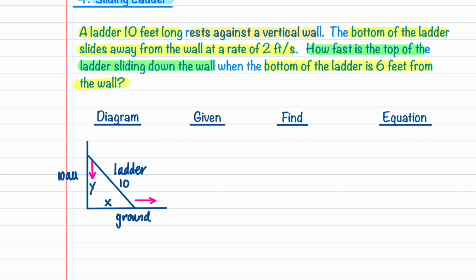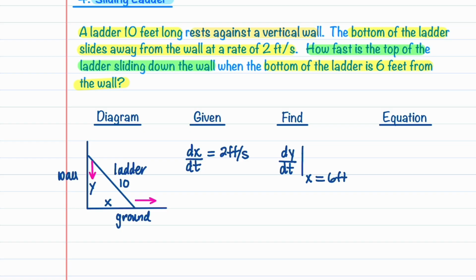Now let's see what we're given. We are told that the bottom of the ladder slides away from the wall, so that means dx/dt is going to be changing with respect to time at a rate of 2 feet per second. And we want to find how fast is the top of the ladder sliding down the wall. That means that y is going to be changing with respect to time. And that's going to be when the bottom of the ladder is 6 feet from the wall. So that's when x is equal to 6 feet.